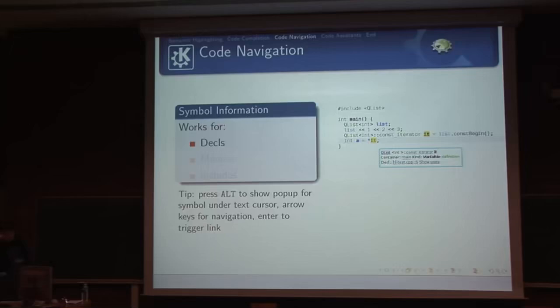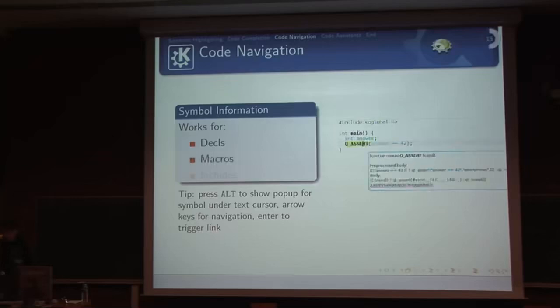So code navigation. Similar to what I showed before in code completion with pressing Alt, you can also move the cursor around in your code and press Alt or hover a declaration or use or whatever with your mouse, and we will show this little pop-up there giving you information about the symbol under the cursor. And you can click on the links in there and jump to the declaration or show the uses of that declaration and everything. It's very helpful and makes it possible to analyze new code very fast.